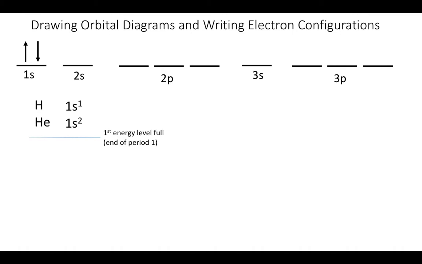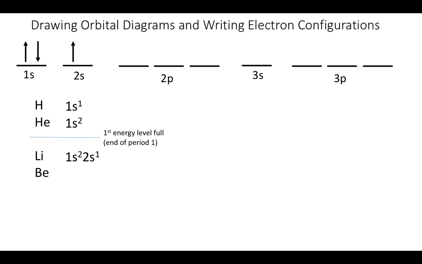At this point, our first energy level is full. And if you look at the periodic table, we just found our way to the noble gases at the end of period 1. So the first energy level is full at the end of period 1 with helium. We then have lithium. Lithium's third electron is going to have to be placed in the 2s orbital with an up spin. So now lithium has 2 electrons in the 1s orbital and 1 electron in the 2s orbital. So its electron configuration is 1s2, 2s1.